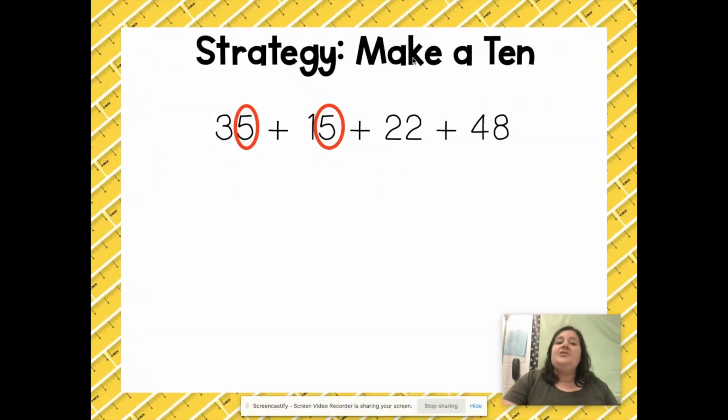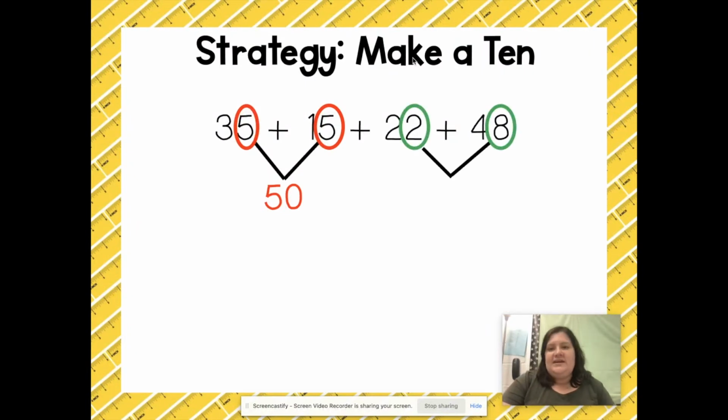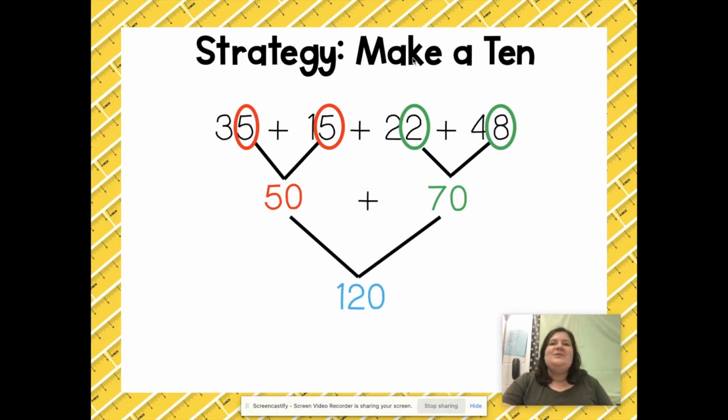So if I add 35 plus 15 together, I'm going to end up with 50. If I look at my other 2 remaining numbers, the 22 and 48, the 2 ones in 22 and the 8 ones in 48 also make a 10, which is going to be 70. So my next step would be to add 50 plus 70 together. What is 50 plus 70? It is 120. So this means that 35 plus 15 plus 22 plus 48 is going to equal 120.